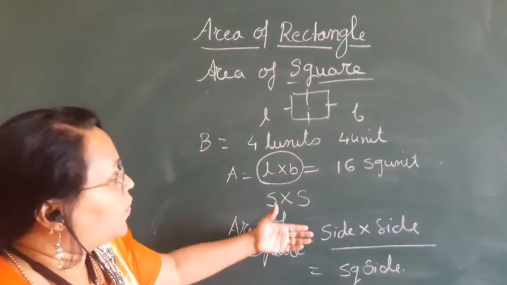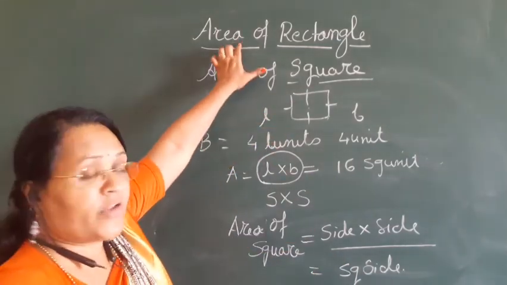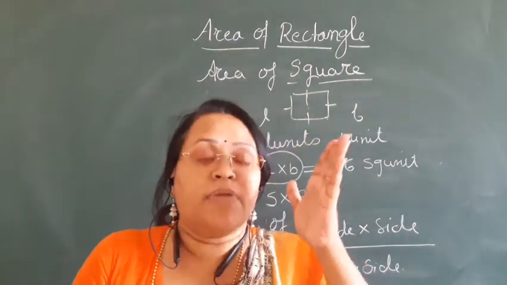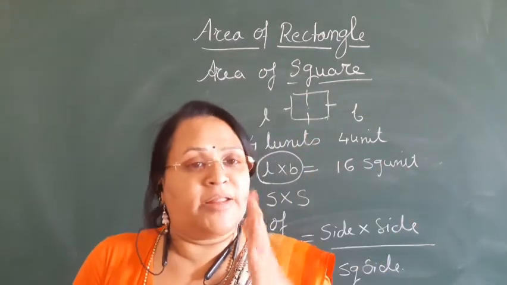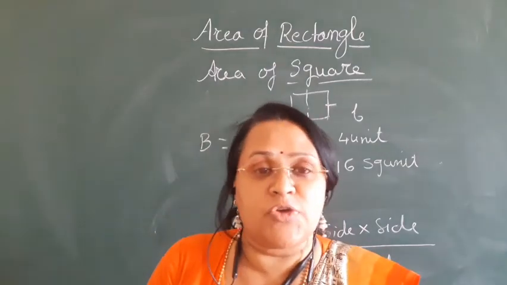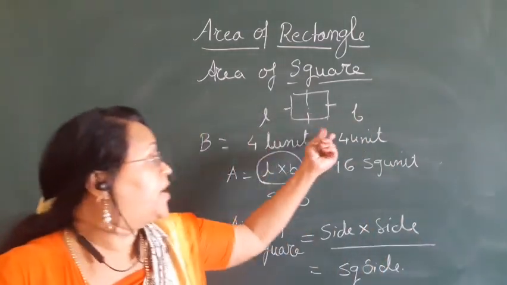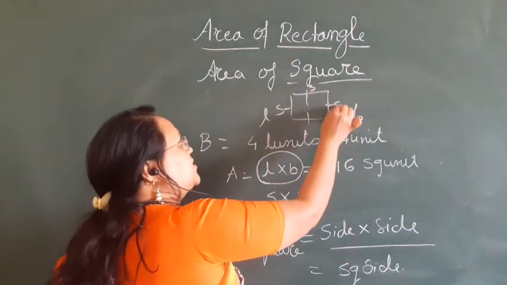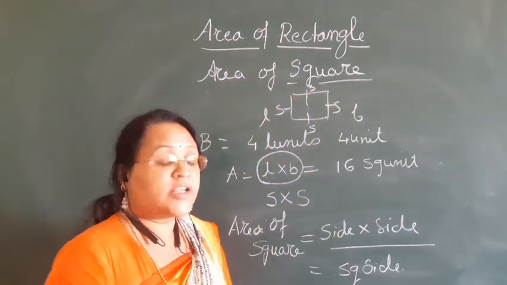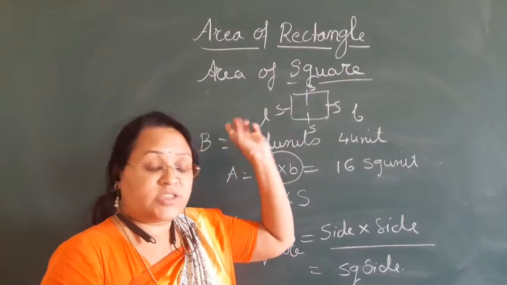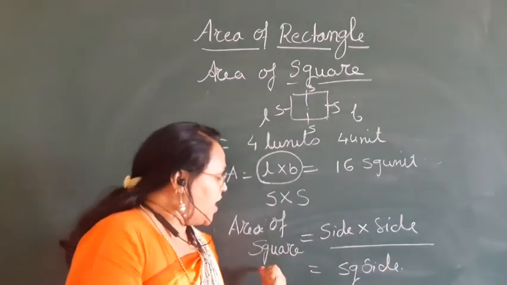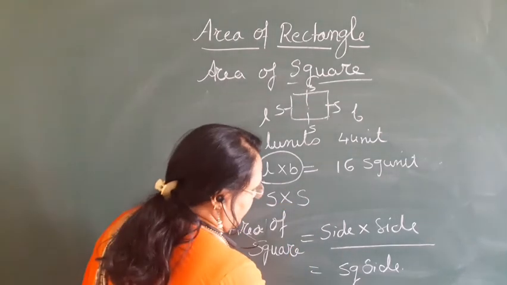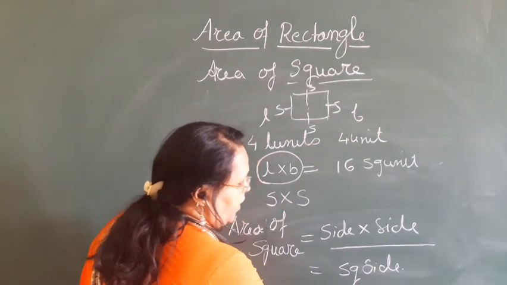So when we write the area of rectangle, at that time we say length and breadth, because the length is greater than breadth. Length is different and breadth is different. But in a square, all sides are the same. So we can say it is side, side, side, side. So side into side. So we can write area of square equals side multiplied by side, or we can write S multiplied by S.